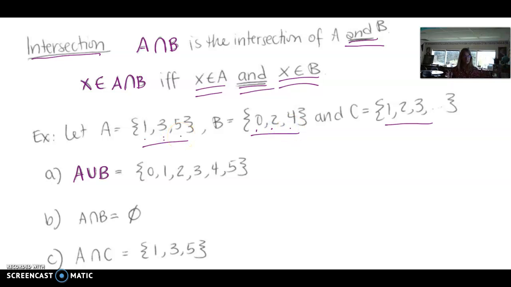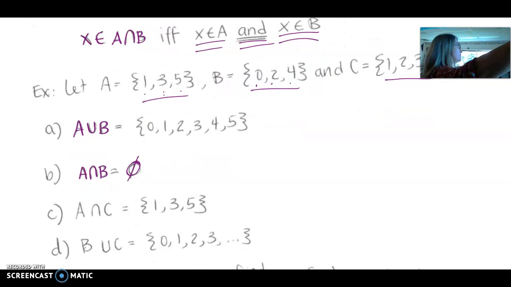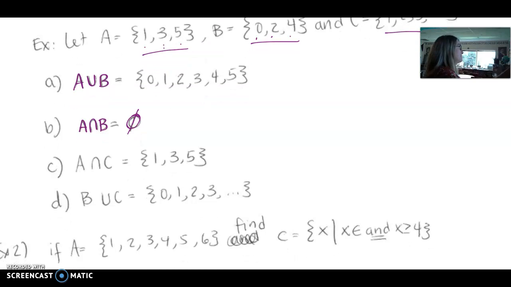Those numbers are all there in either A or B. The intersection of A and B means which elements are in set A and also in set B. And they have no elements that overlap at all. So that would be when you would use the null set notation. There is nothing that is in both A, in the intersection of A and B.